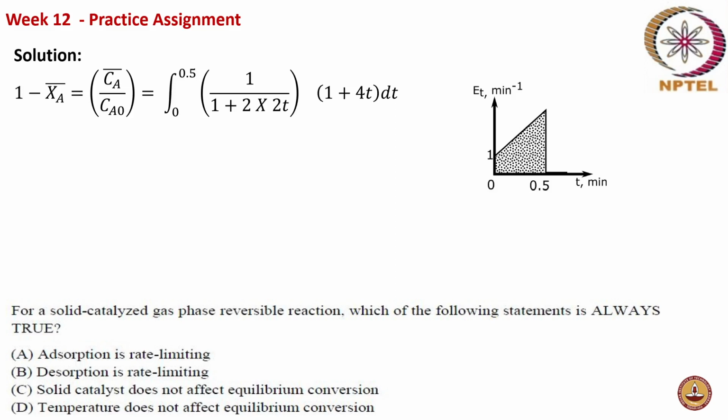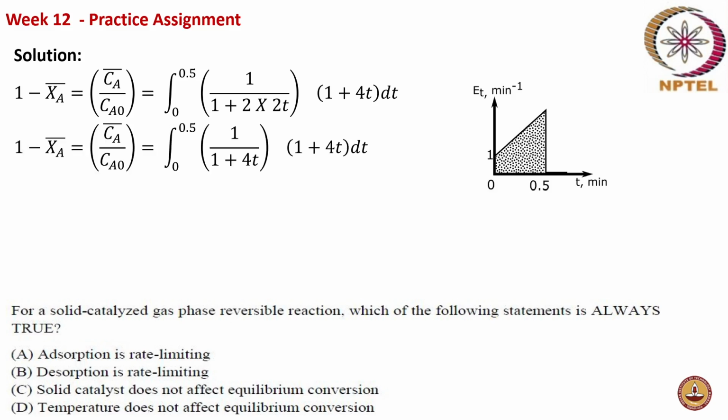So, substituting the values of k and ca naught into the expression and then the value of time also in the integral limits, you will get 1 minus xa bar is equal to ca bar by ca naught, that is equal to integral 0 to 0.5 1 by 1 plus 2 into 2 into t, the whole multiplied by E of t dt. E of t is 1 plus 4t into dt. So if we look at, you will get 1 by 1 plus 4t multiplied by 1 plus 4t into dt.